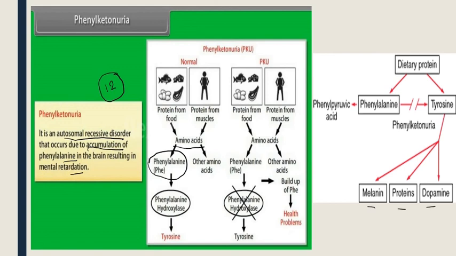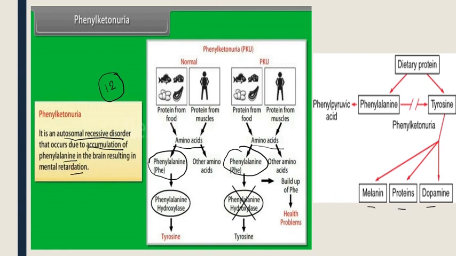Now the persons who are suffering from PKU, phenylketonuria, they eat all the proteins and the muscular proteins are broken down into amino acids. Further, they break down into another amino acid and they also form phenylalanine. But they lack the presence of phenylalanine hydroxylase. It is a hepatic enzyme. This is absent in them. As this is absent in them, phenylalanine will not be converted to tyrosine.